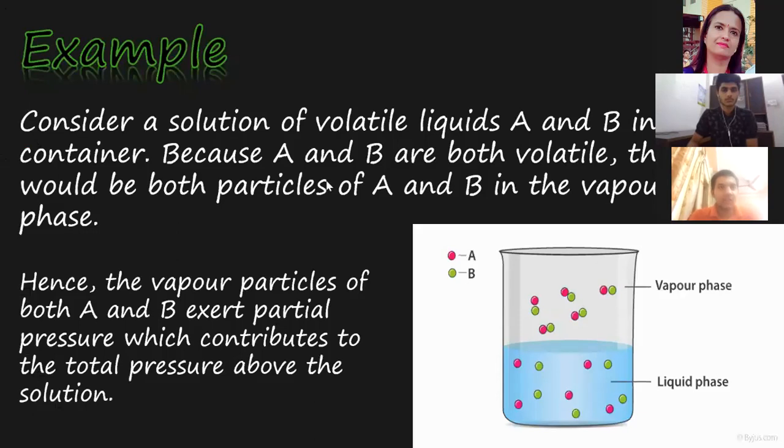Let us take an example. A solution of volatile liquids A and B in a container. Because A and B are both volatile, there would be both particles of A and B in the vapor phase. Hence, the vapor particles of both A and B exert partial pressure, which contributes to the total pressure above the solution. Refer to the diagram.